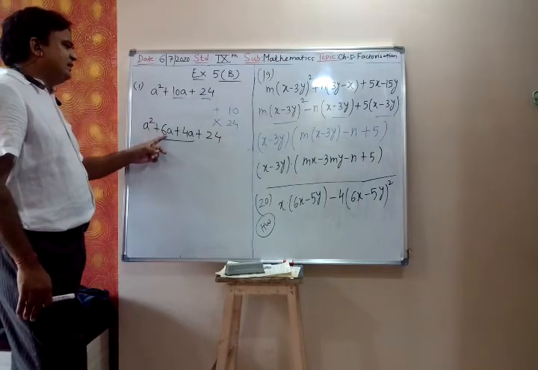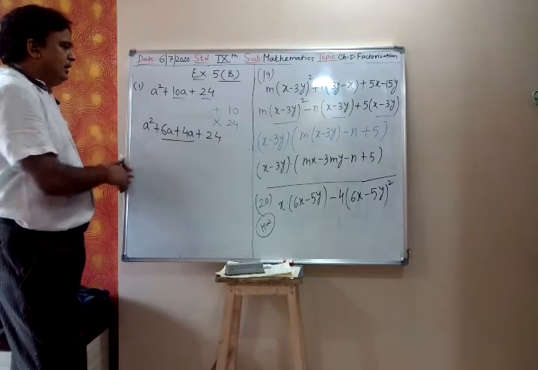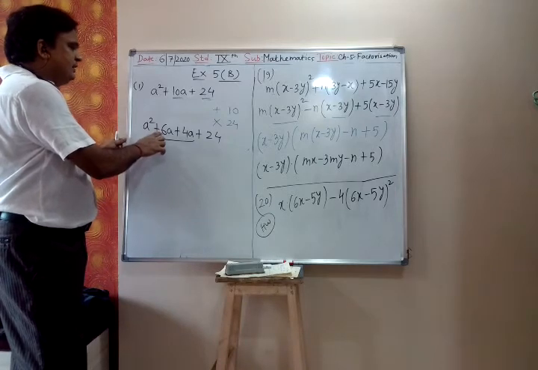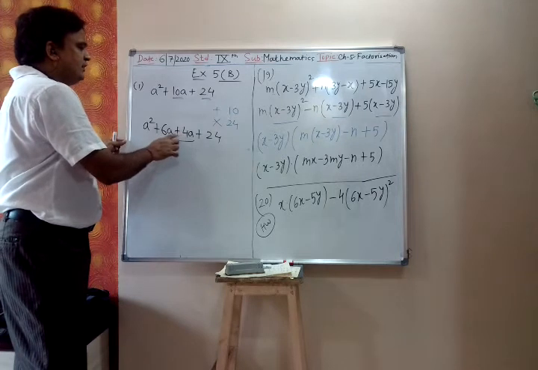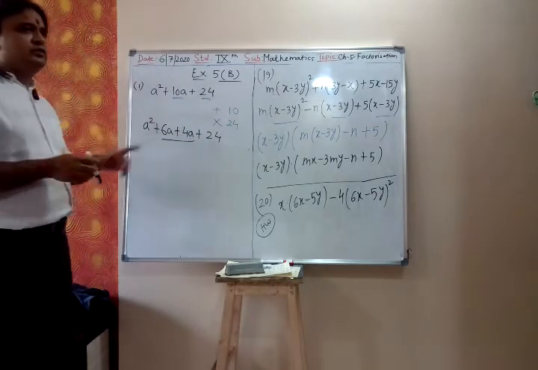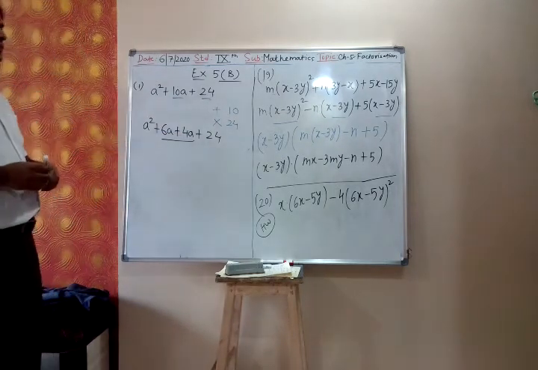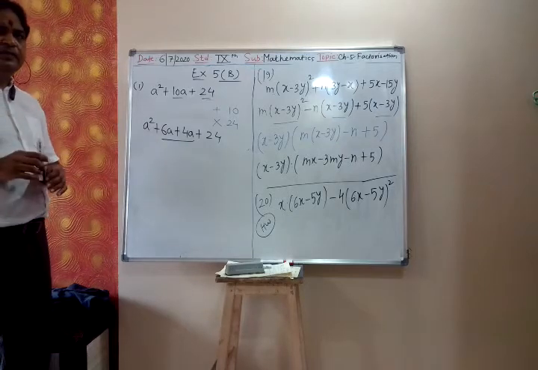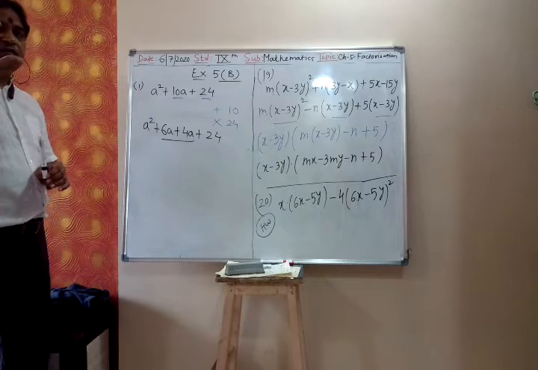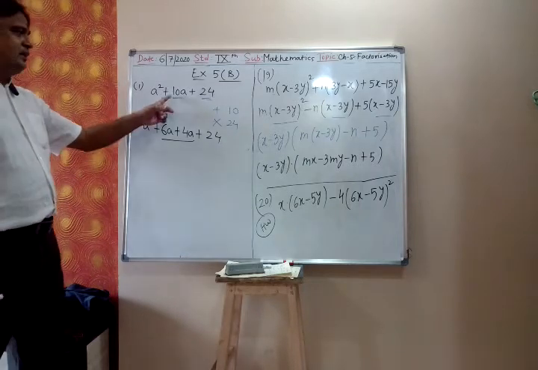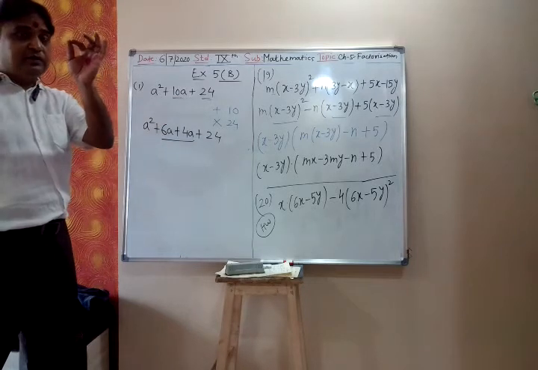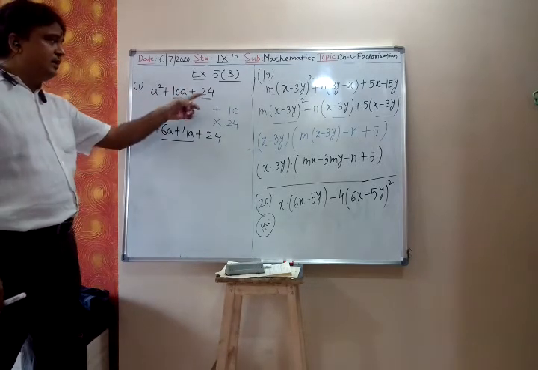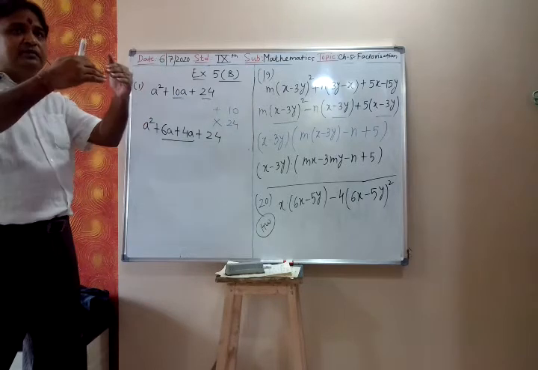10a, I can write 6a plus 4a. Now the addition of 6 and 4 is 10 and the multiplication of 6 and 4 is 24. So we have to split the middle term. Are you getting, all of you? Middle term you have to split. Middle term is 10a. Yes, only the middle term you have to split. So the first and third terms we keep as they are. Only the middle term is split.